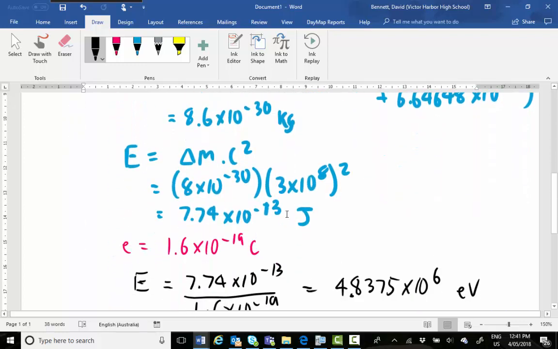So it's the reactants take away the products, and hopefully we get a positive answer, which will mean we get energy out. That's actually quite a useful process to do.